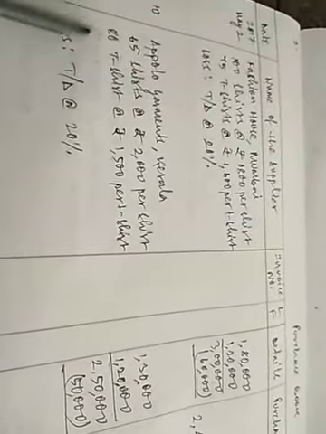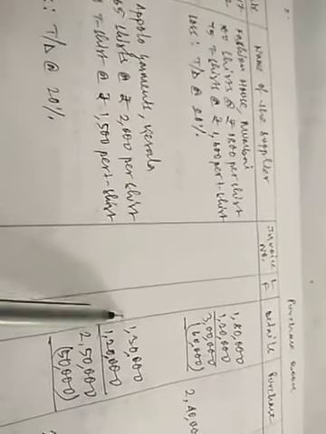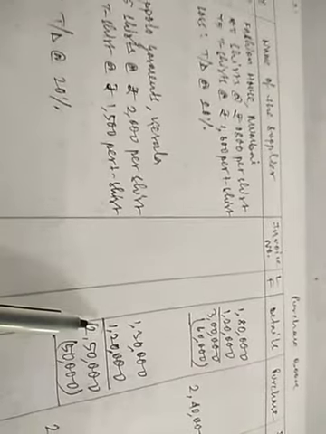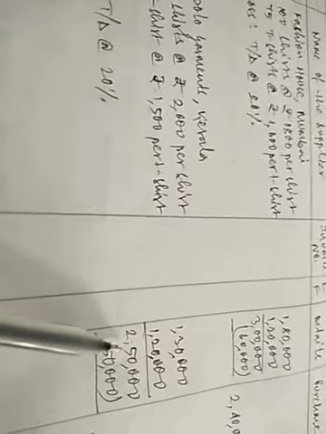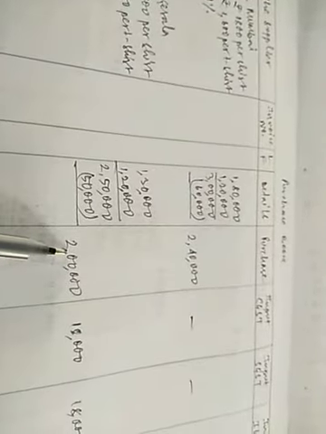65 into 2,000 is 1,30,000 and 80 into 1,500 is 1,20,000. 1,30,000 plus 1,20,000 gives us rupees 2,50,000. So 2,50,000 is the total purchase made. Here also we have trade discount at the rate of 20%. So less 20% trade discount, that is 50,000. 2,50,000 minus 50,000 will give us 2 lakh. That is the net purchase. 2 lakh will be written in the purchase column.